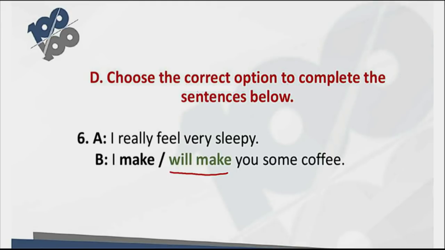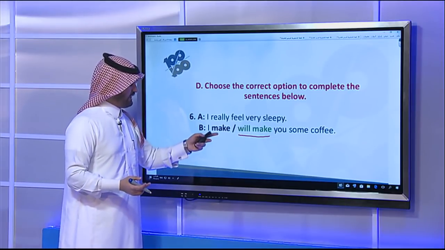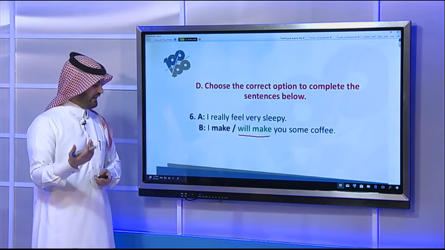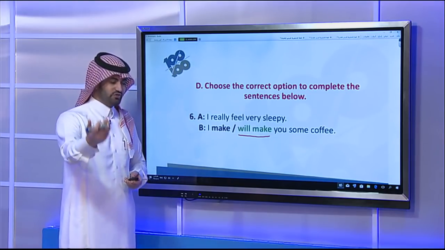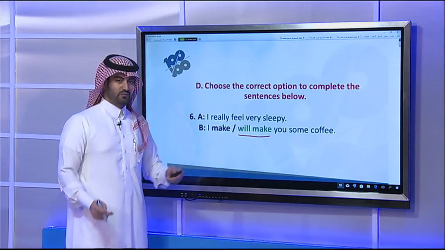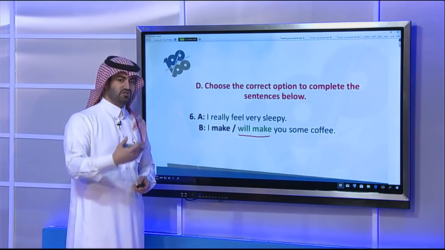Okay? I'll make you some coffee. I cannot say I make, present simple. When I say present simple, I make, it's when you talk about a repeated action or general truth. So I will use I will make because he took a spontaneous decision.